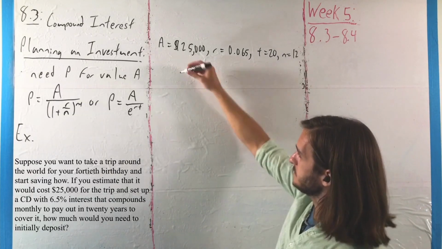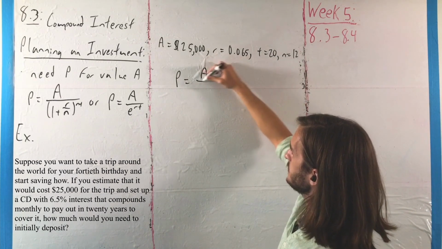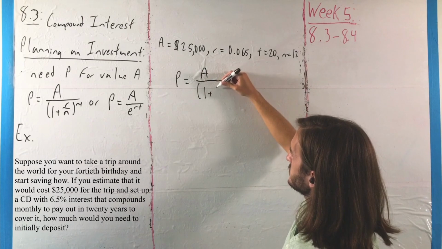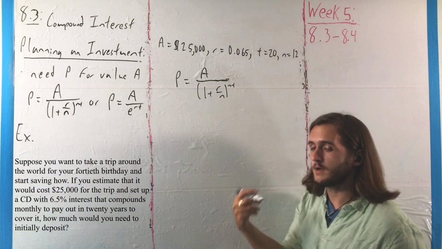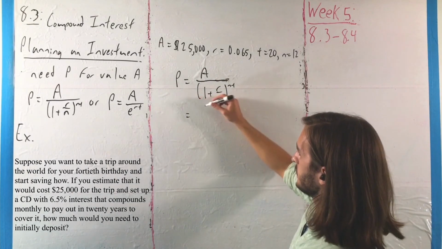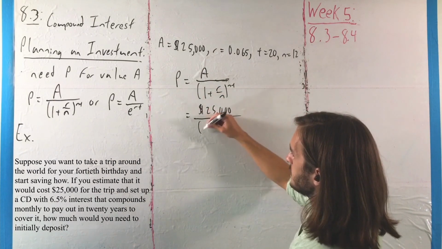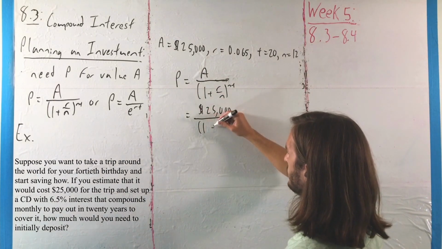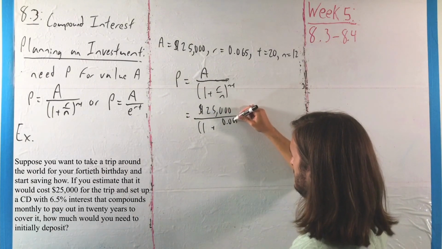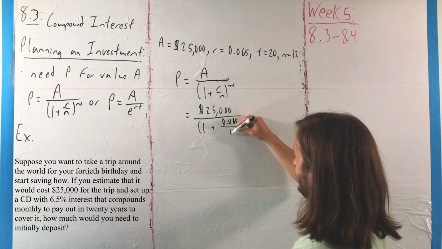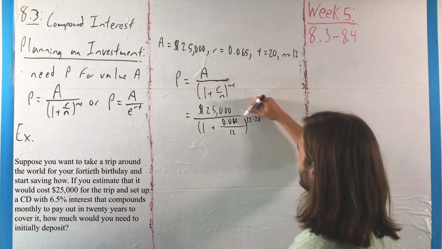So, if we need to find P, P is just going to be equal to A over (1 plus R over N) to the NT, just like we have over there because we're talking about monthly compounding interest, where A is that value 25,000. 1 is always 1. It's very nice in that way. R here, as we said, is 0.065. Some bad handwriting. N is 12. N is still 12. And T is 20.